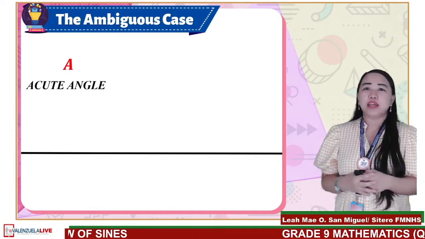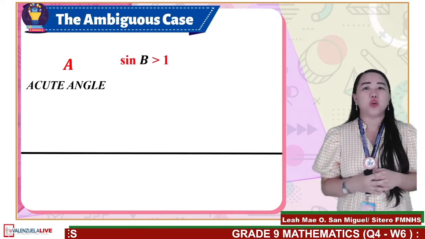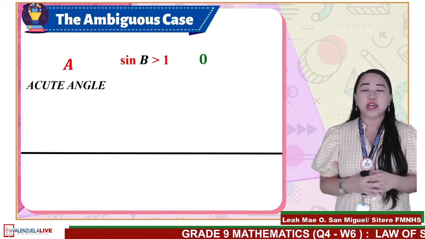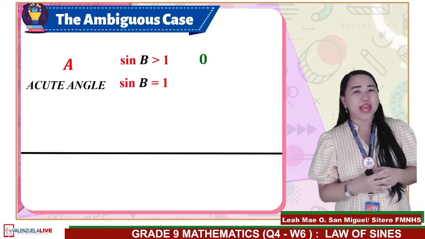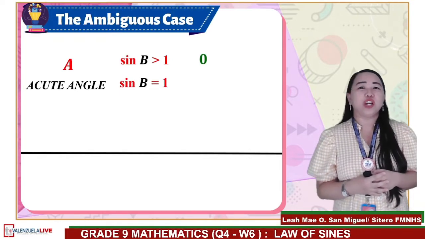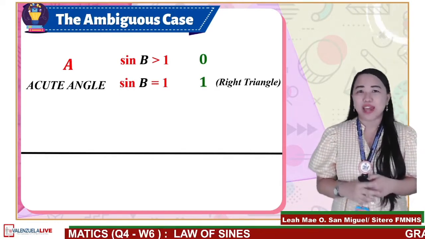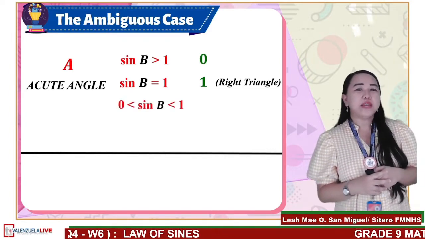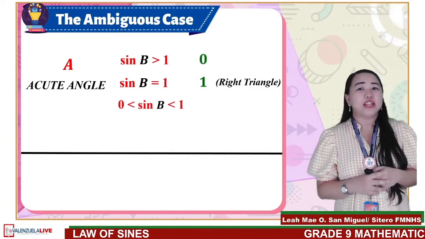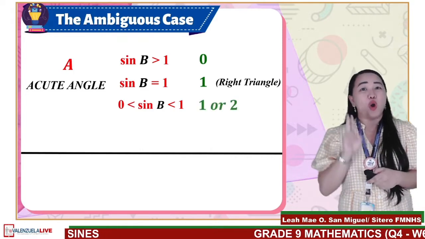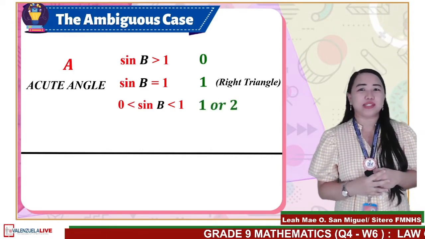Given an acute angle, if sine B is greater than 1, then there is no triangle existing. If sine B is equal to 1, then there is one triangle existing, and that triangle is a right triangle. If sine B is between 0 and 1, then there may be one or two triangles existing.